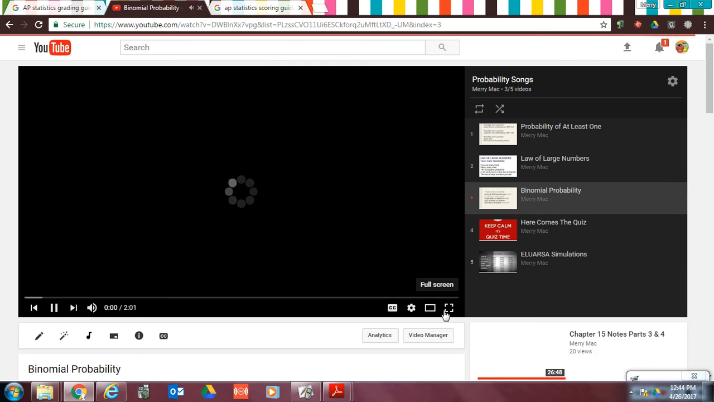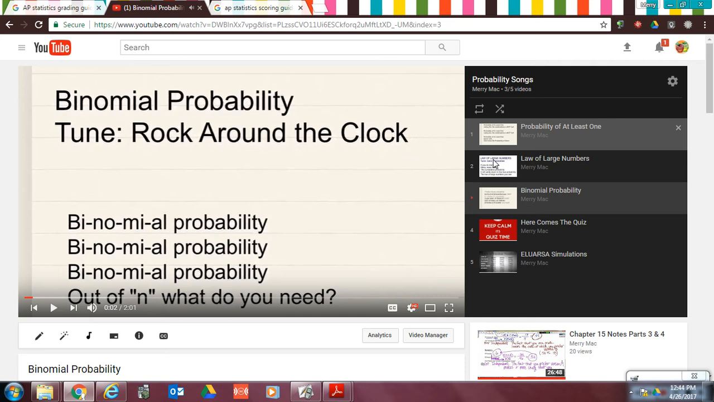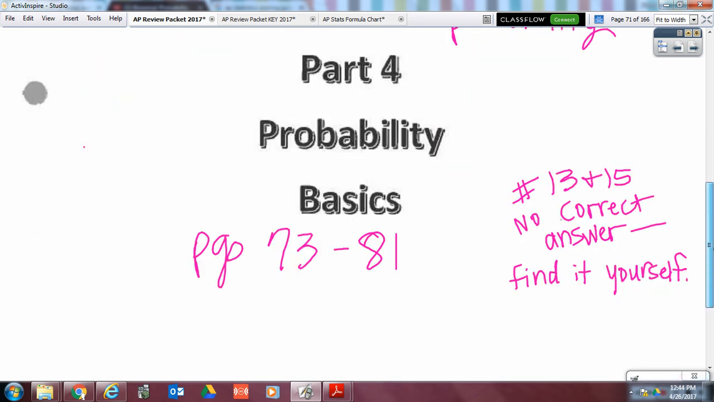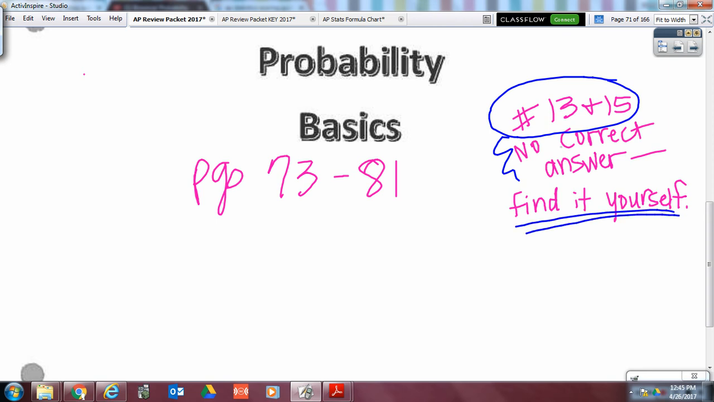All right, that's the end of that. So that's the end of the basic stuff. I want you to then just to practice this. So I want to remind you that what you are going to do is the page 73 to 81 multiple choice. Remind you that numbers 13 and 15 do not have a correct answer in the multiple choice section. You have to find those answers yourself. So do find those answers on numbers 13 and 15 yourself.